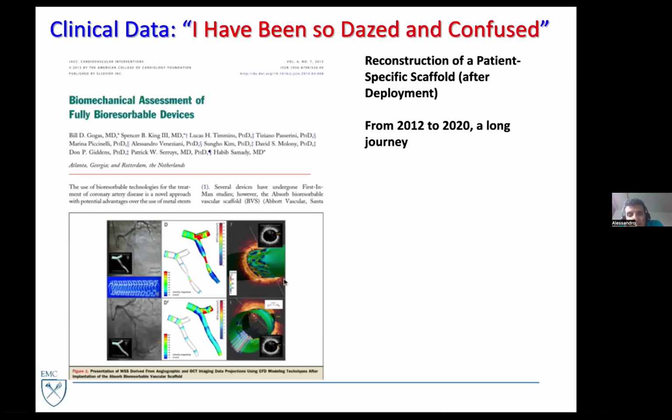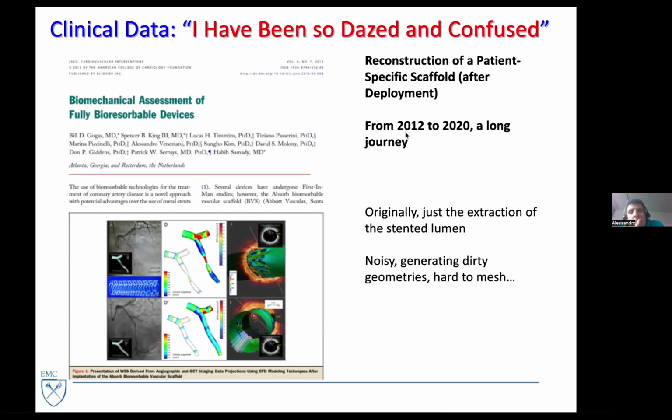But honestly, when we decided to publish, I put a lot of caveats in this paper saying, okay, this is just the first attempt of reconstructing from data the footprint of the stent, and I was not completely happy. I had the impression noise was dominating this process. So eventually it took basically 10 years to get a reliable and semi-automatic method to reconstruct geometries, including the footprint of the stent, amenable to numerical simulations.